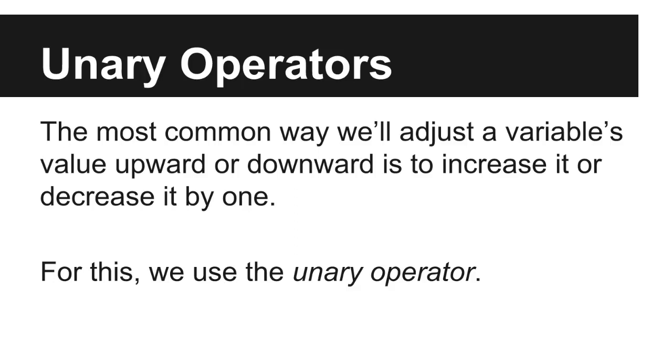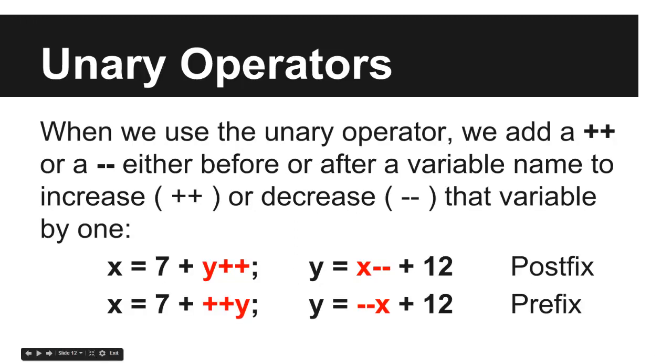And so when we want to do this, we use the unary operator. When you use the unary operator, we add either a plus plus or a minus minus before or after a variable name to increase, which is the plus plus, or decrease, minus minus, that variable by 1. We have two ways that we can do this. We can put it after, which is called the postfix. What the postfix does is it completes the expression with the current value and then does the modification. Or we can put it before, which is called the prefix. If we do it that way, we increase or decrease the variable's value, and then we perform the operation in question.